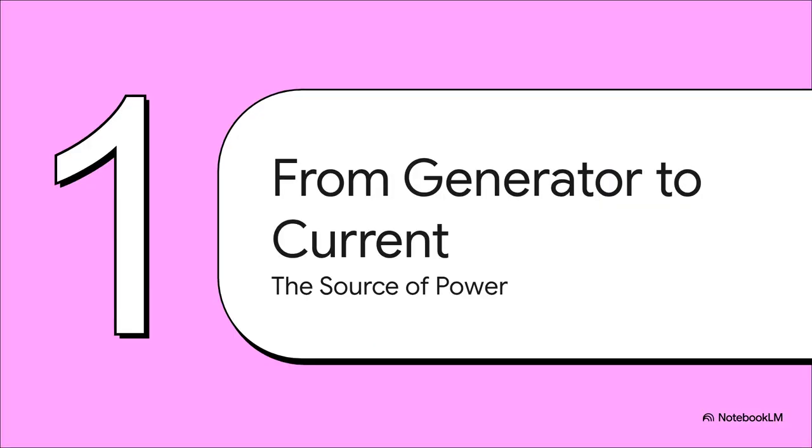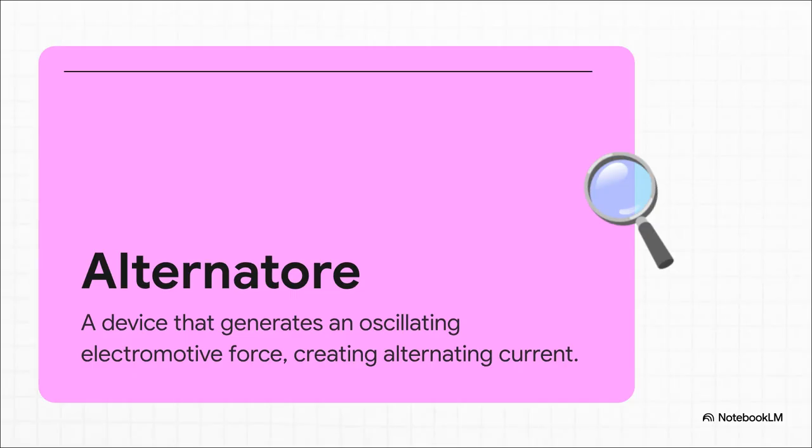So, where does all this energy even come from? It all starts with generating an electrical force. And it's not magic. It's a machine, a spinning machine that's the beating heart of our entire power grid. So, at the very heart of it all, you've got this machine, the alternator. What it does is it spins a magnet inside a coil of wire, turning that physical motion into electrical energy.